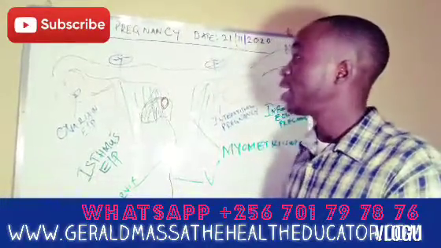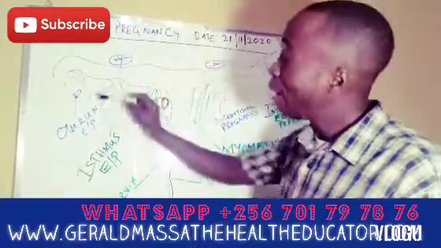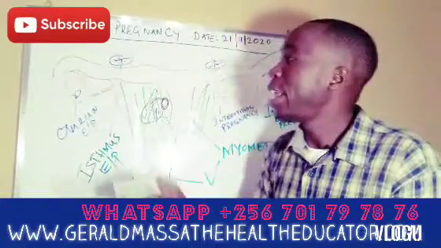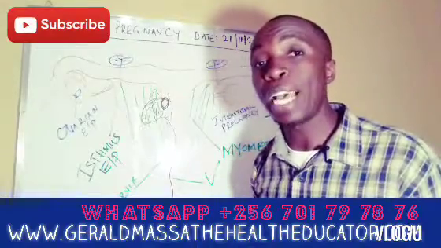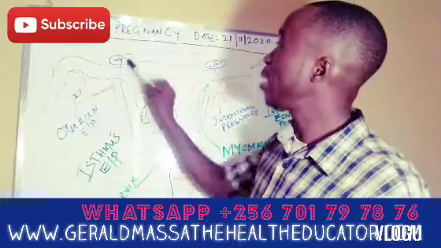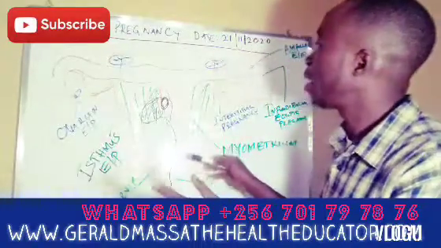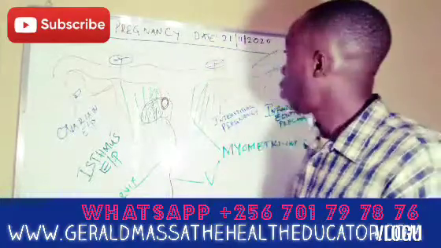We have said that there are different types of ectopic pregnancies. When the ectopic pregnancy is in the ovary, the egg has been released, fertilized, and then it remains in the ovary, we call that an ovarian ectopic pregnancy. And then if it remains along this area, then we call that an interstitial or an isthmic type of ectopic pregnancy.